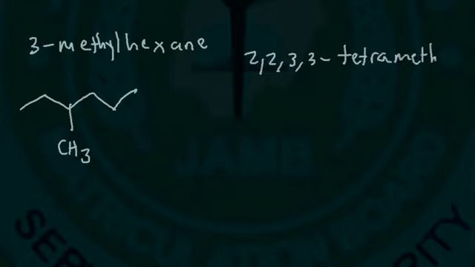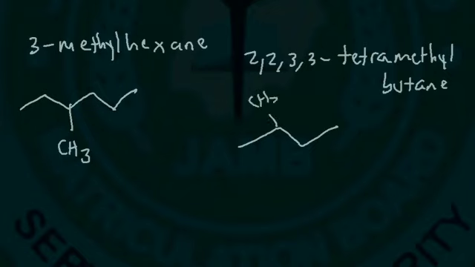Try this one. 2, 2, 3, 3. Tetra. Tetra stands for 4. Tetramethyl butane. So butane has 4 carbons. And we have 2 methyls on carbon 2. So let's say this is carbon 1, 2, 3, and 4. And we also have 2 methyls on carbon 3. So that's 2, 2, 3, 3 tetramethyl butane.